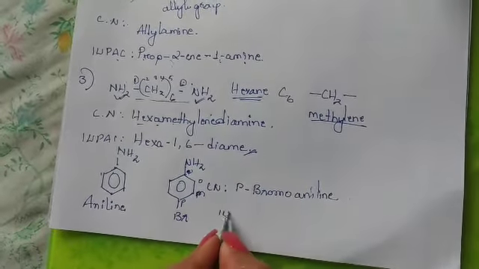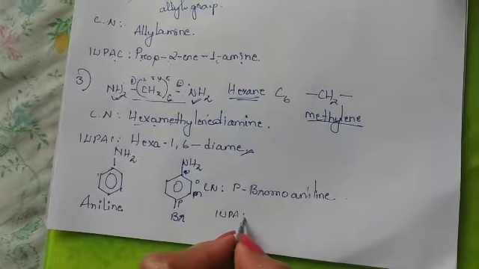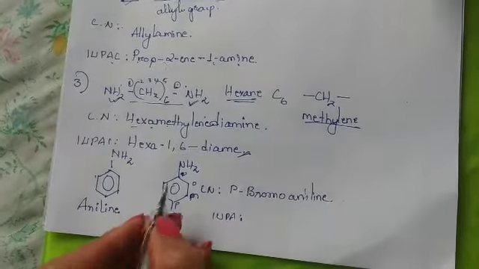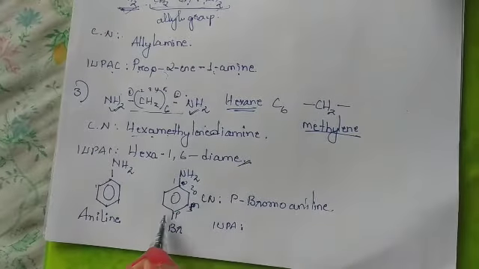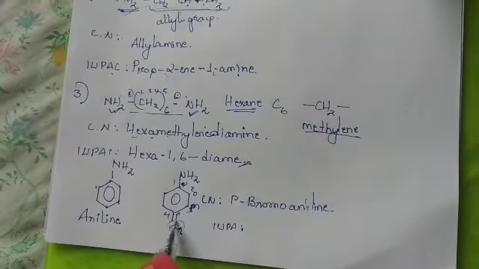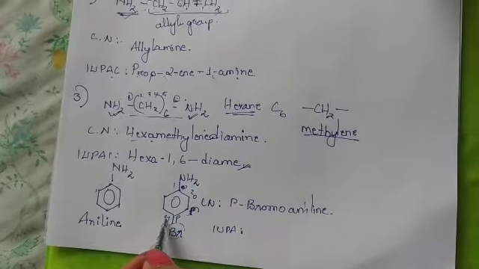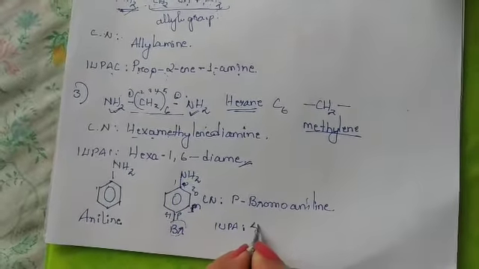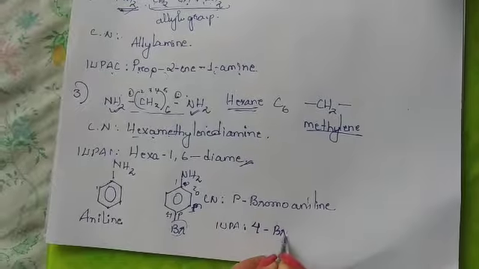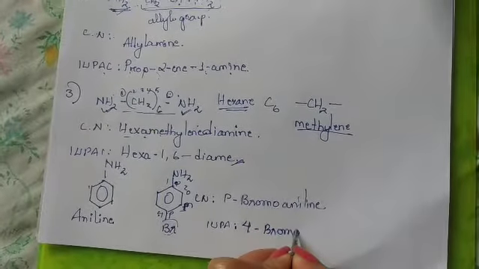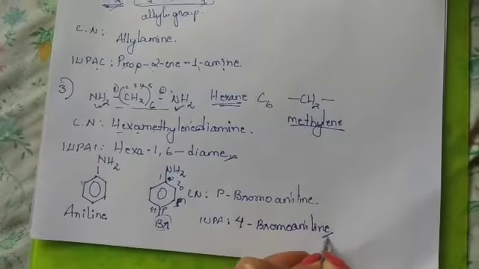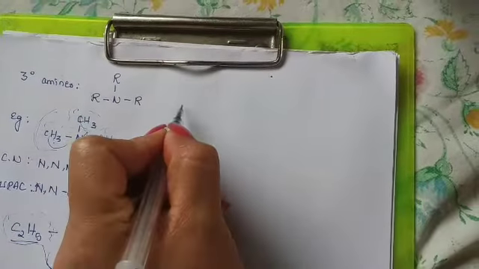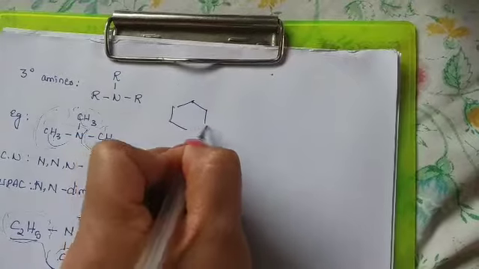And then the IUPAC name. In the IUPAC name, we don't use ortho, meta, para, but we use the numerals 1, 2, 3, and 4. Now the bromine is on the 4th carbon atom. Therefore, the IUPAC name will be 4-bromo. Since in the IUPAC name aniline is also used, we can write aniline.